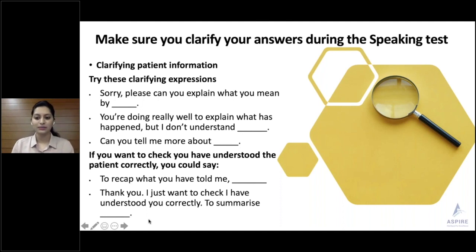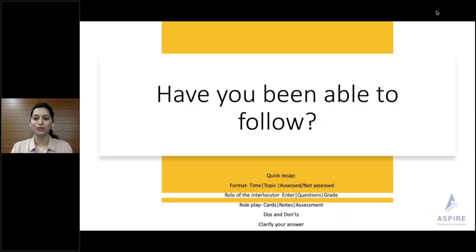Again, please do not learn these statements by heart. This is just to give you an example, just to give you an idea. Have you guys been able to follow? Let's take a quick recap moving forward, because next is our assessment criteria, and I'm pretty sure it's a lot to digest. So this is what we discussed so far. The format, the time, the topic, what is assessed, what is not, who assesses and who doesn't, the role of the interlocutor, the questions and the clarification. And yes, let's be clear, they're not going to grade you.